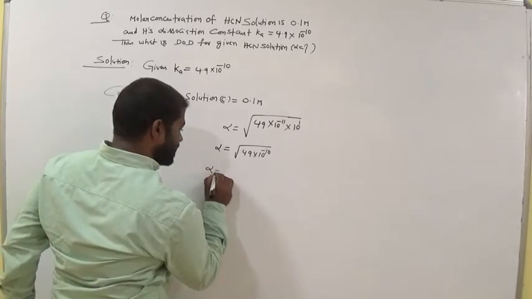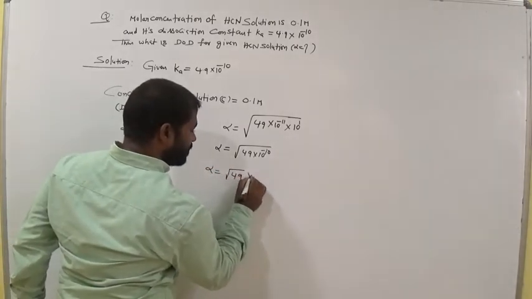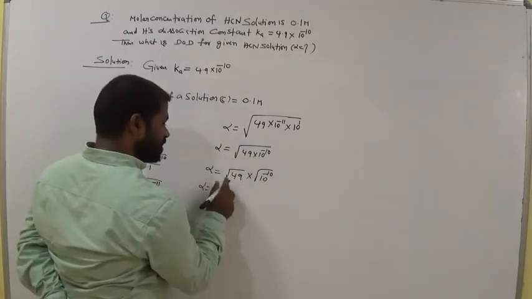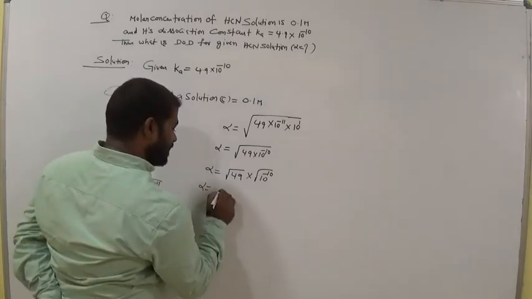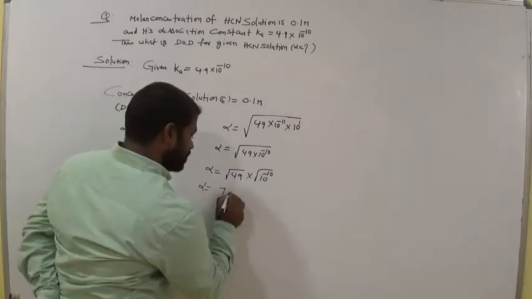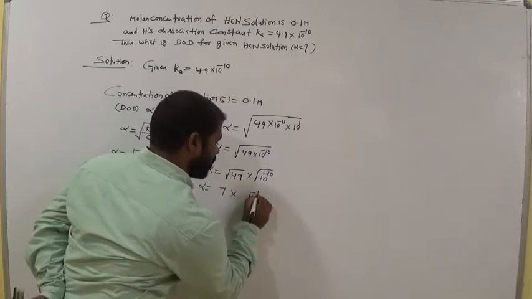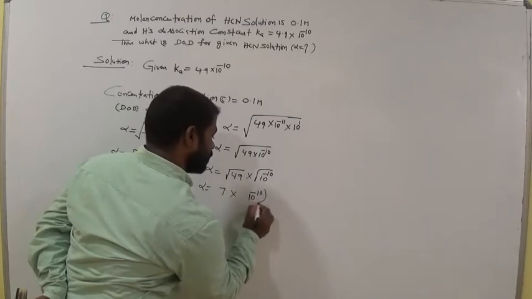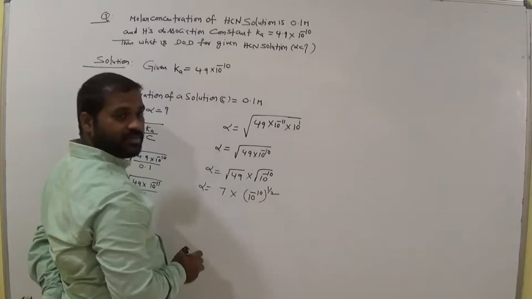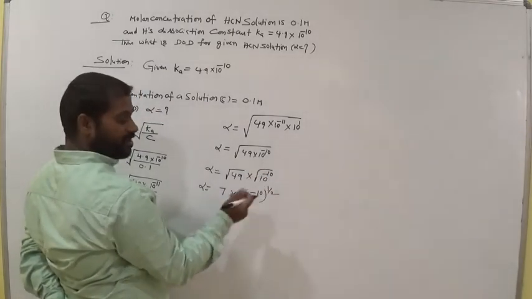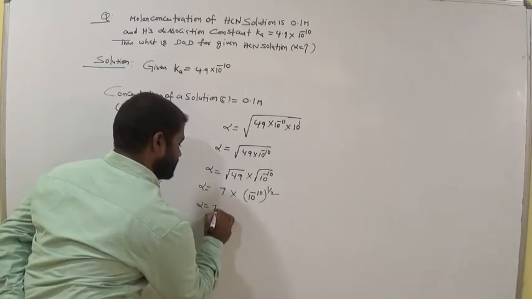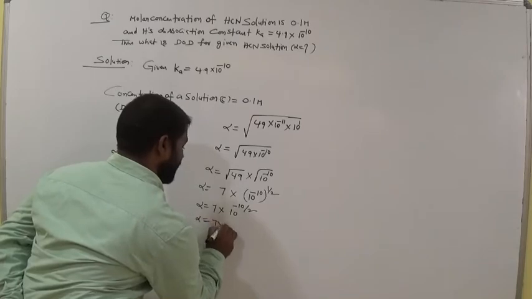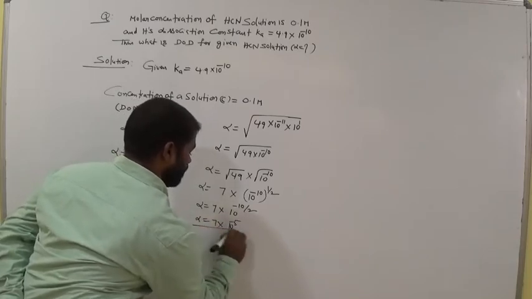So can I write the expression like this: square root of 49 into square root of 10 power minus 10? Now what about this one? Root 49 means 7. Now the other can be written as 10 power minus 10 whole power 1 by 2, since square root means power half. So now alpha equals how much? 7 into 10 power minus 10 by 2, clearly. That equals 7 into 10 power minus 5.